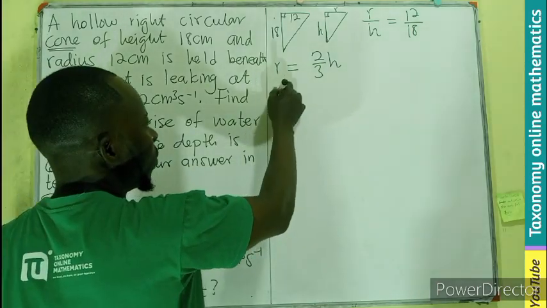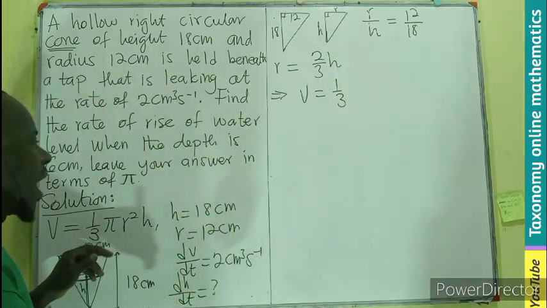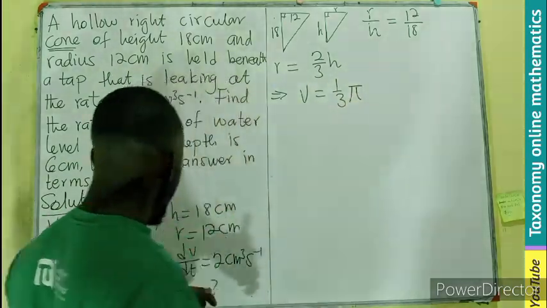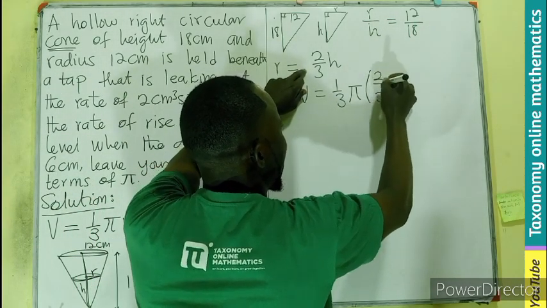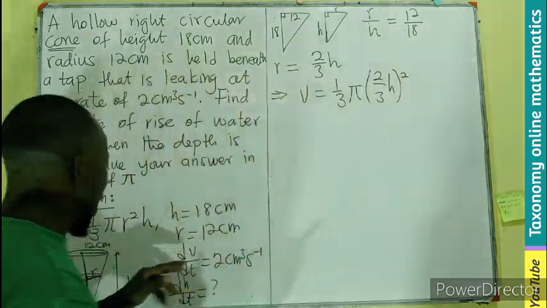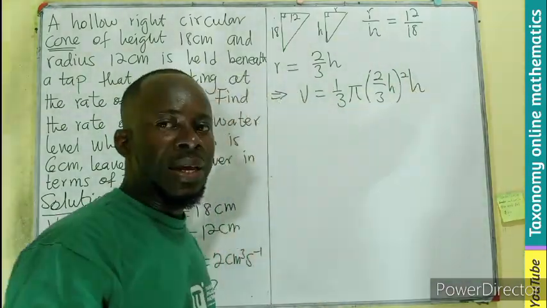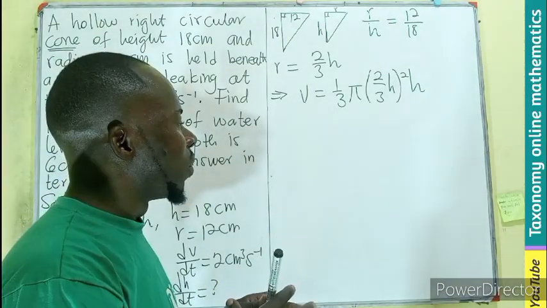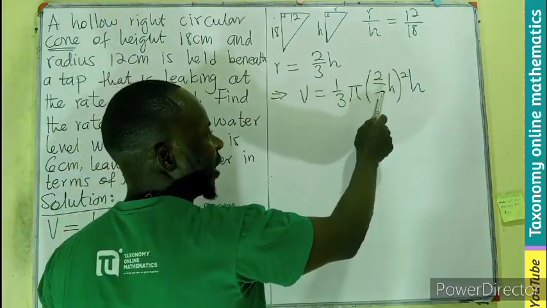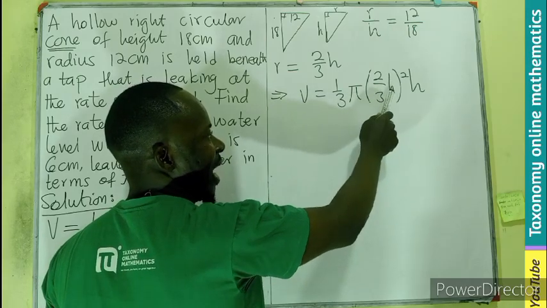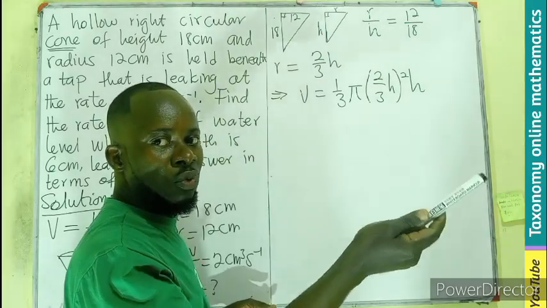So our volume becomes 1/3 pi times R, which we are now picking as 2/3 H, all squared, because the R is squared, then we multiply by what? The H. So now let's put them together by simplification. We are going to have 2 squared divided by 3 squared times H squared. And H squared times H will give us H cubed.